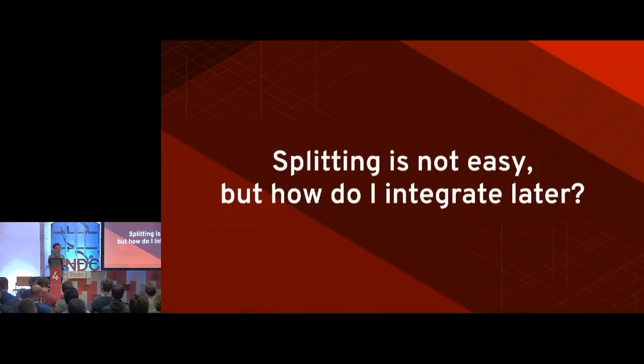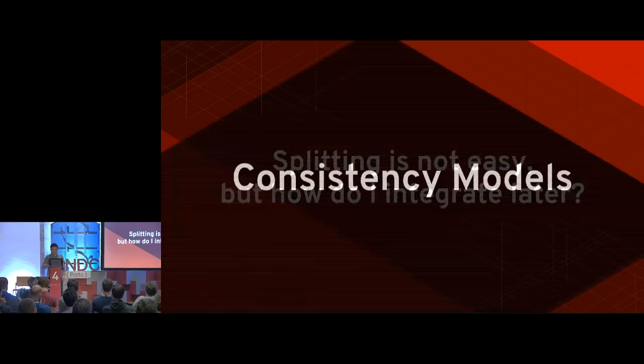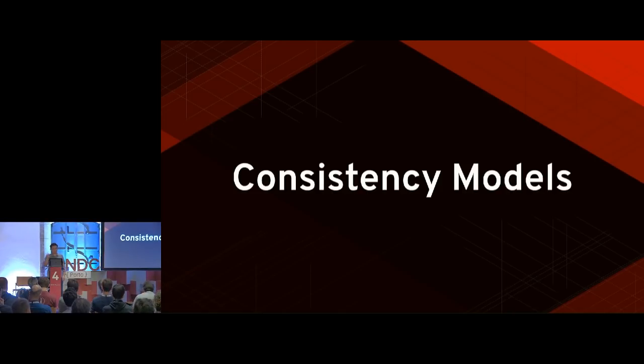So splitting is not easy, but how do I integrate the data? Even though I can't help you decide which piece of the data you want to or need to extract, because that's a domain model problem, and you need to really dig into the domain model to extract the information that you need, I can help you with how you can integrate the data after you have decided which piece of information you want to extract from your monolithic database. But before I dig into the answers, I have to explain some concepts very briefly for you.